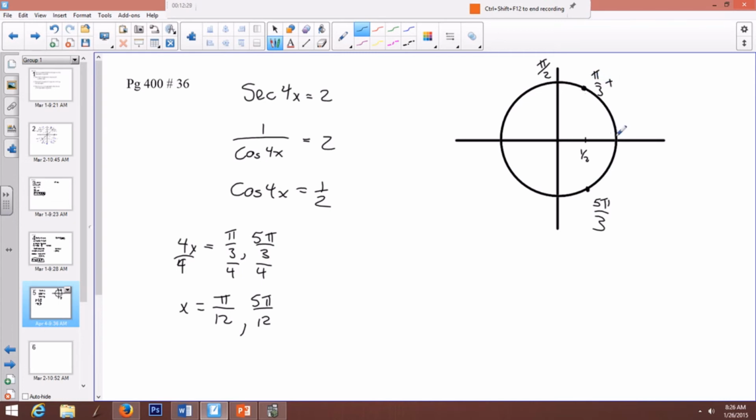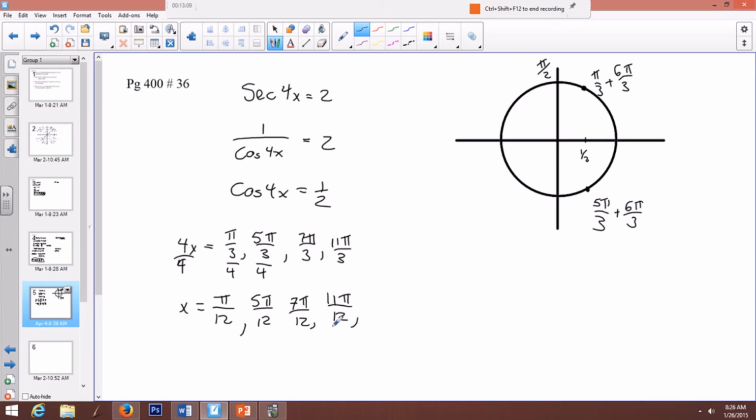I'm going to go up to pi over 3, and then I'm going to add a full revolution, which is 2 pi. And 2 pi in terms of thirds is 6 pi over 3. That's 2 pi. So 1 pi over 3 plus 6 pi over 3 is going to give me 7 pi over 3. 5 pi over 3 plus 6 pi over 3 is going to give me 11 pi over 3. Now, if I do the same thing, I'm not going to write it all down, but I can see the pattern. So I'm going to have 7 pi over 12, and then 11 pi over 12.